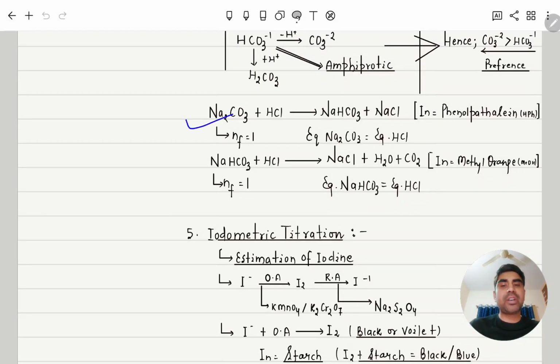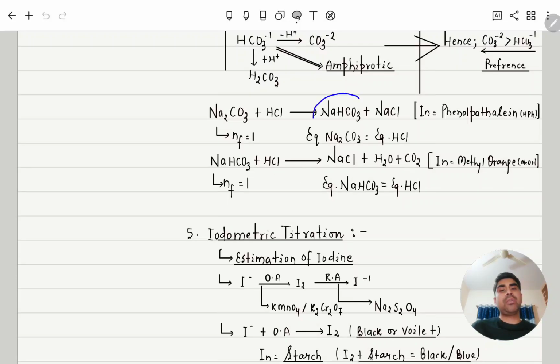Here, as it is titrating carbonate, it forms bicarbonate plus NaCl. In that, the indicator we will use is phenolphthalein, and the carbonate's N factor is 1. You can see it is removing only one H plus, so its N factor is 1. So equivalence of bicarbonate is equal to equivalence of HCl. Here you take N factor 1 with the given number of moles, and for HCl the number of moles will be given, N factor 1.